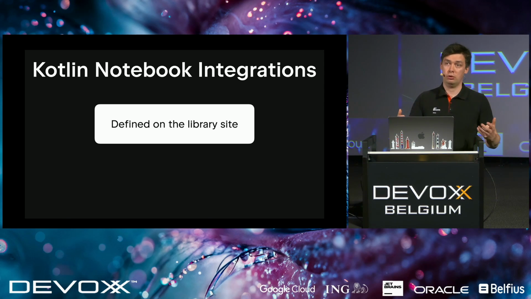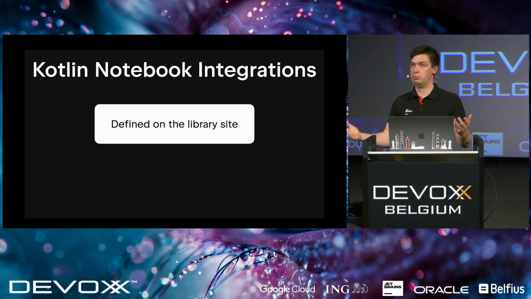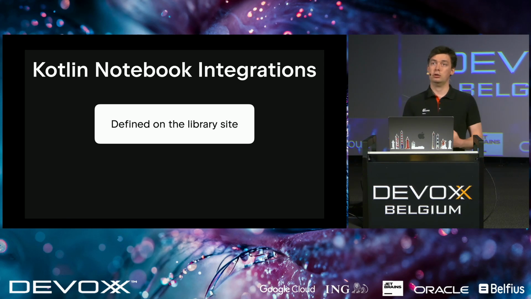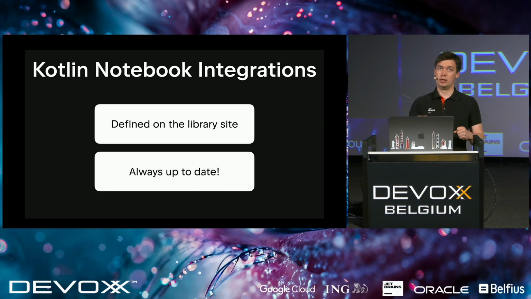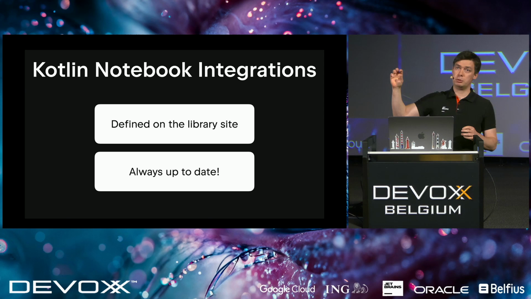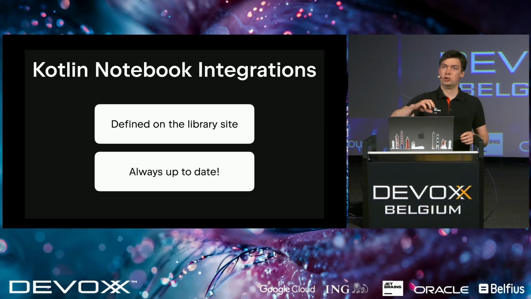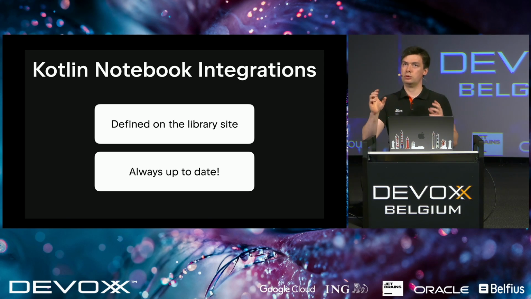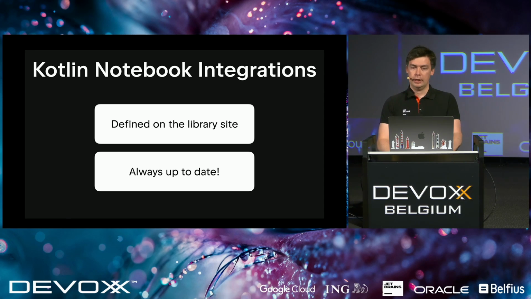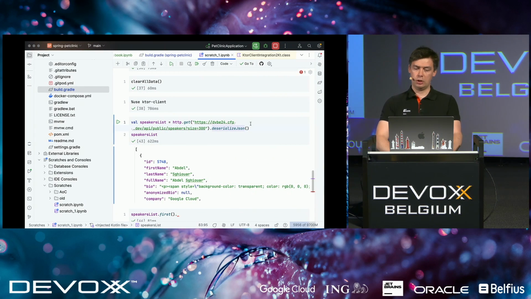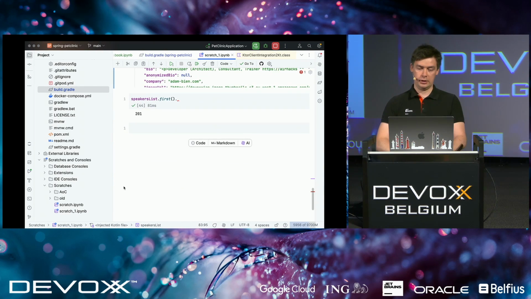And I encourage you, if you have some libraries, think about possible integrations with Kotlin Notebooks. It's pretty flexible, and it's always up to date because every time you publish a new version of the library, the descriptor of this library is automatically merged in Kotlin Notebook. So it's an automatic process, like very smart shortcuts.